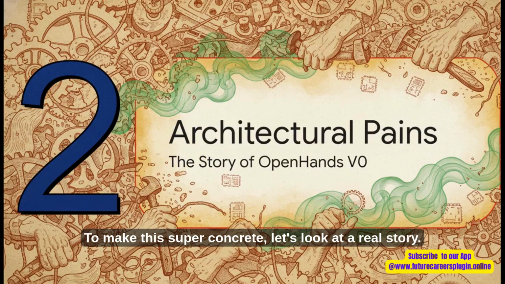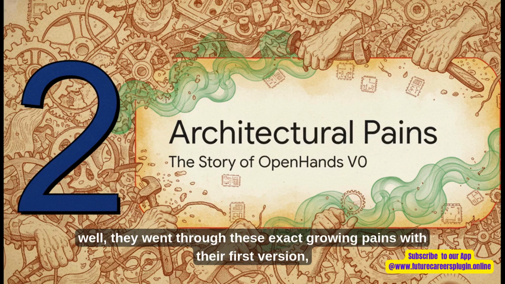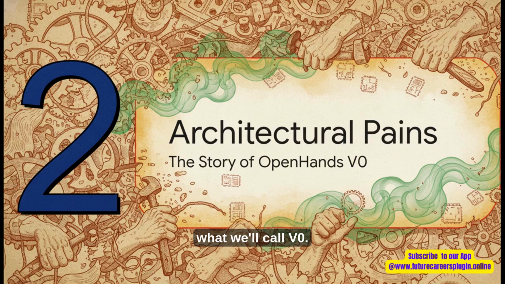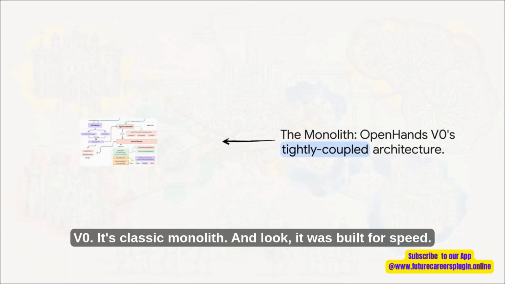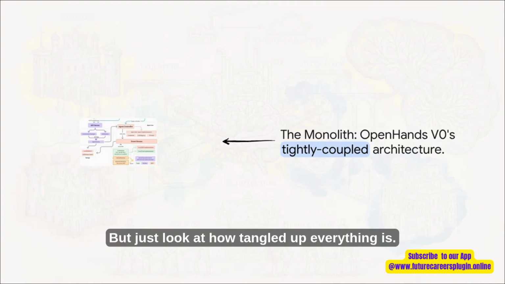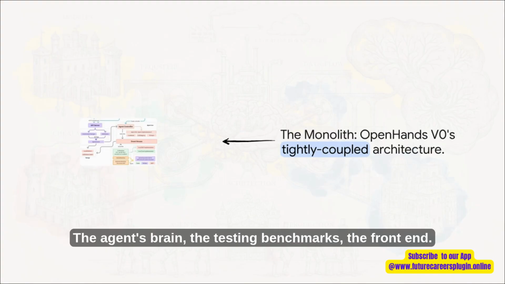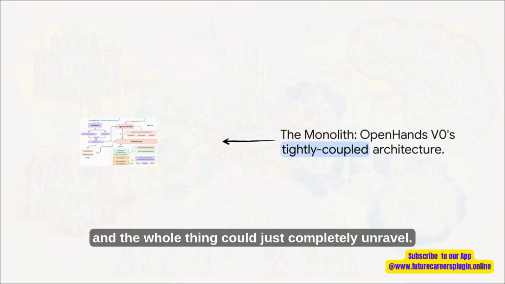To make this super concrete, let's look at a real story. The open source project OpenHands, well, they went through these exact growing pains with their first version, what we'll call V0. So what you're looking at here is the original blueprint for OpenHands V0. It's a classic monolith. And look, it was built for speed, for getting a prototype out the door fast, which makes sense. But just look at how tangled up everything is. The agent's brain, the testing benchmarks, the front end, it's all just one big messy code base. It's like a giant ball of yarn. You pull on one little thread and the whole thing could just completely unravel.